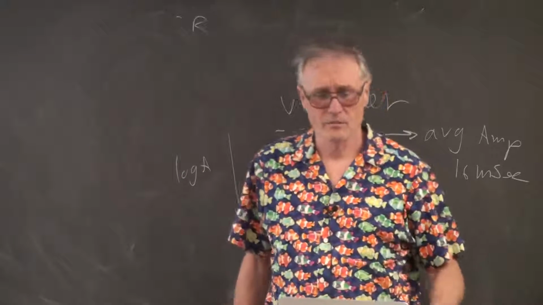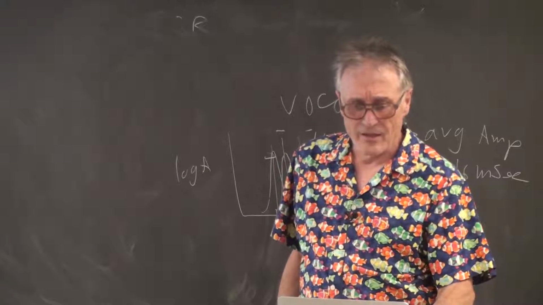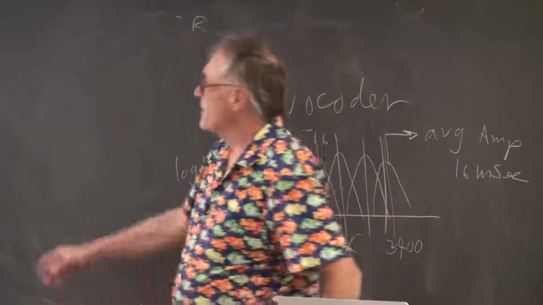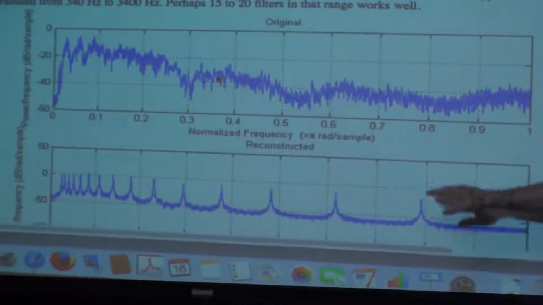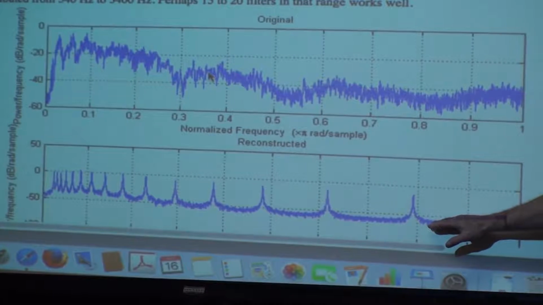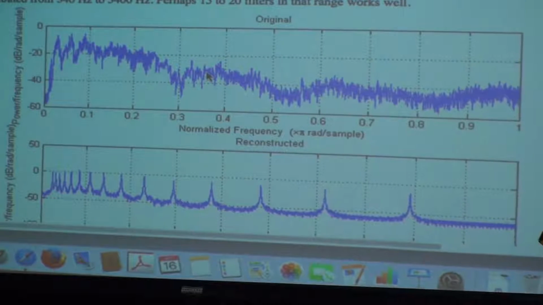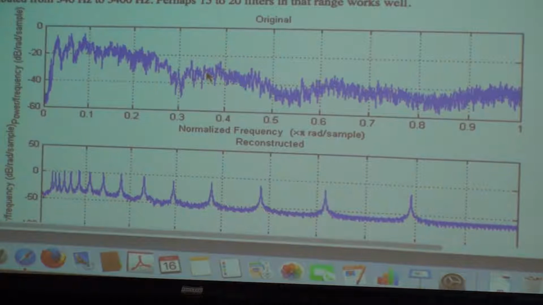So that was amusing. The amazing thing, though, is this is the average power spectrum of the input of those 10 digits. That's the average power spectrum of the output. They don't look anything alike, and yet you can kind of understand them.